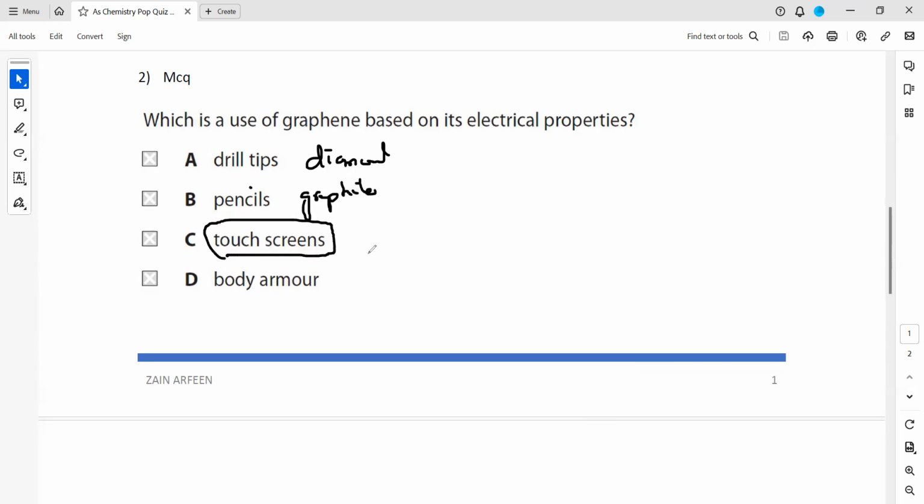Touch screens use graphene, and that is based on electrical conductivity. So this is a use of graphene based on the electrical conductivity. Body armor is also a use of graphene because graphene has great strength. So it is used in body armor, but body armor is based on the property of strength, not electrical conductivity. So C is the right option.